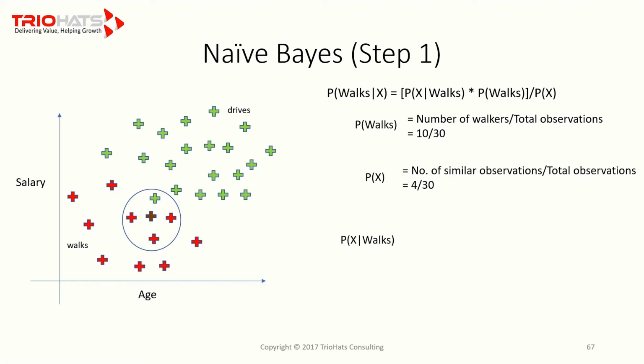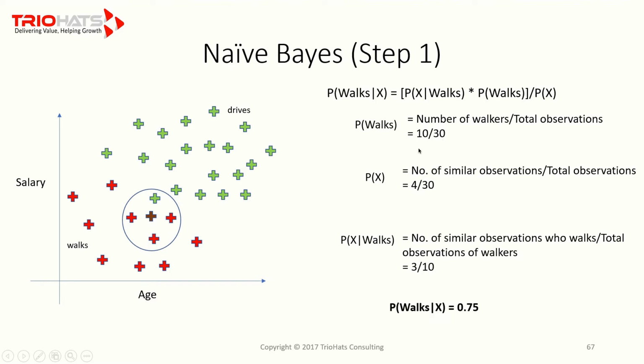Now we'll calculate the probability of x given that they are of walking class. That would be the number of similar observations who walk, that is inside the circle, 3, out of the total who walk, that is 10, so 3 out of 10. Putting all these values together in this formula, the value comes up as 0.75.